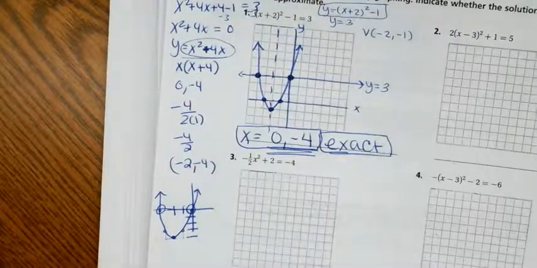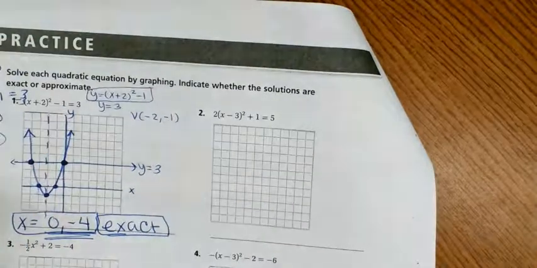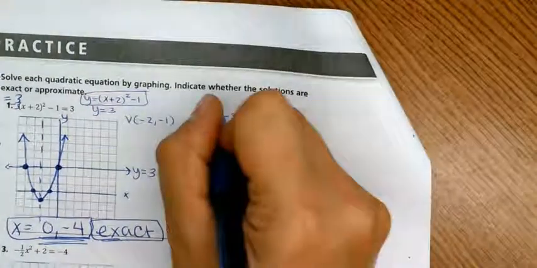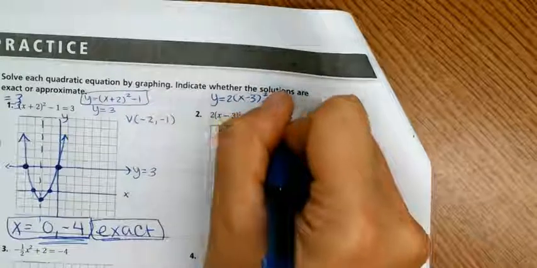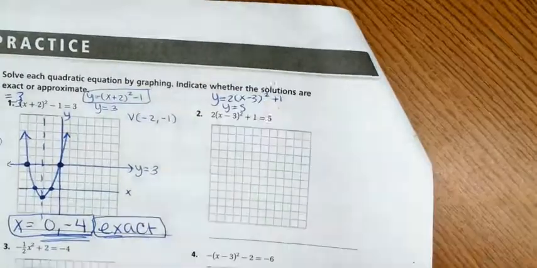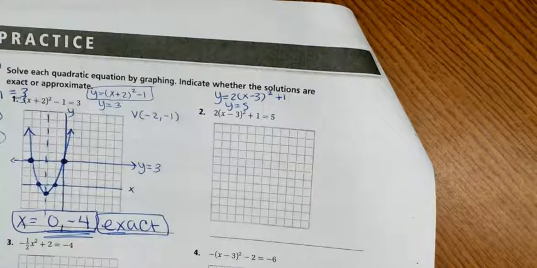Yes? Yes. So let's do another one, and we're going to do it the way that this intends us to do it, which is to do the two separate equations. So if I had the equation y equals 2 times x minus 3 squared plus 1, and y equals 5, I'm going to graph both those lines and see where those two lines intersect. Does that make sense? You guys see how there's multiple ways of doing this? You have tons of ways to double check your work.